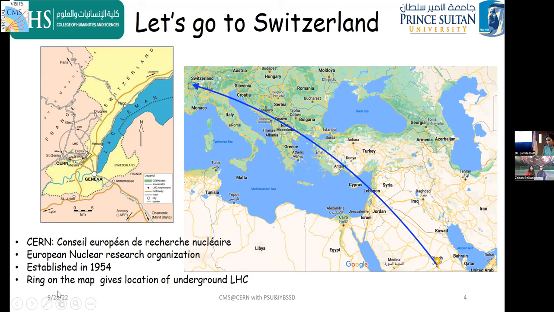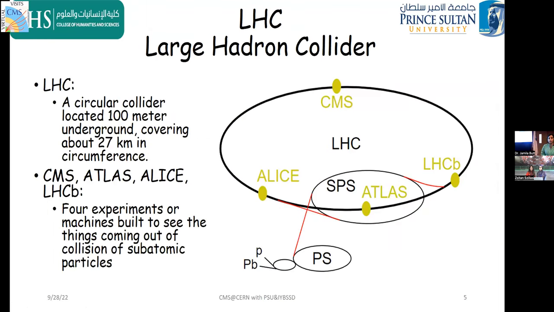CERN was established in 1954, and they have made this Large Hadron Collider. The Large Hadron Collider is a very large ring, which is 100 meters underground. If you make a straight line from this ring, it will be 27 kilometers long. There are four experiments or four machines at different places, CMS, ALICE, ATLAS, and LHCb, and they look at the subatomic particles coming out of the collision of these protons.